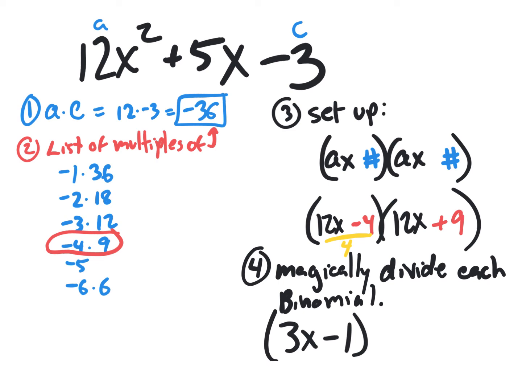What could I divide this second binomial by? I could divide both of them by 3. So if I divide both of them by 3, that's going to give me my second binomial. What's that going to be?